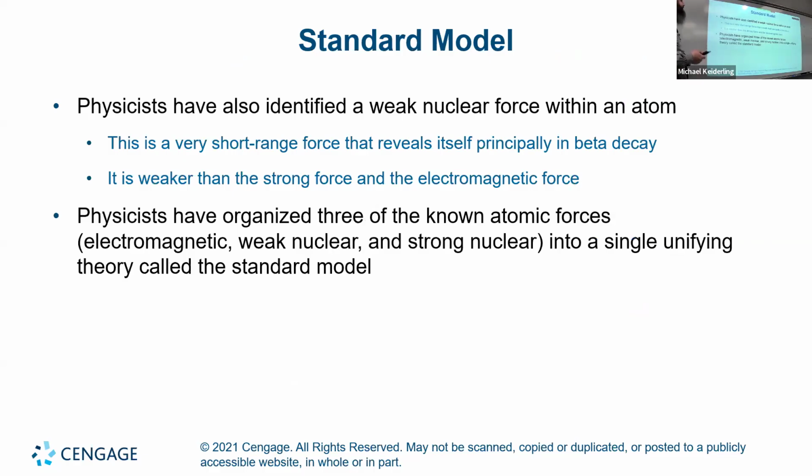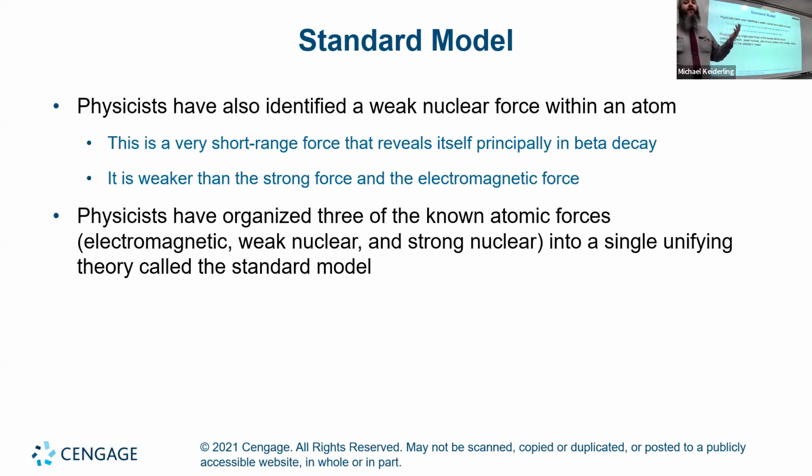So physicists have also identified a weak nuclear force within the atom. And this is also a very short-range force. The way it is short-ranged is different than the way that the strong nuclear force is short-ranged. And it reveals itself primarily in something called beta decay. It's weaker than the strong force and the electromagnetic force.